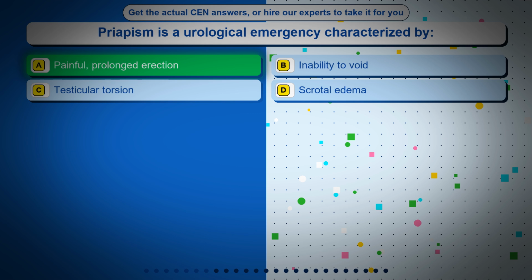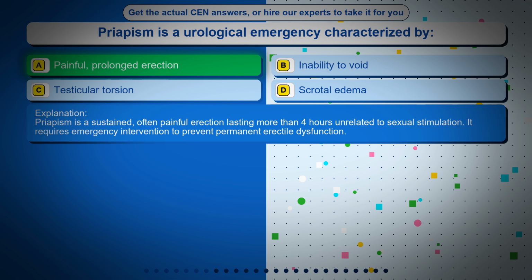The correct answer is option A. Painful, prolonged erection. Priapism is a sustained, often painful erection lasting more than 4 hours unrelated to sexual stimulation. It requires emergency intervention to prevent permanent erectile dysfunction.